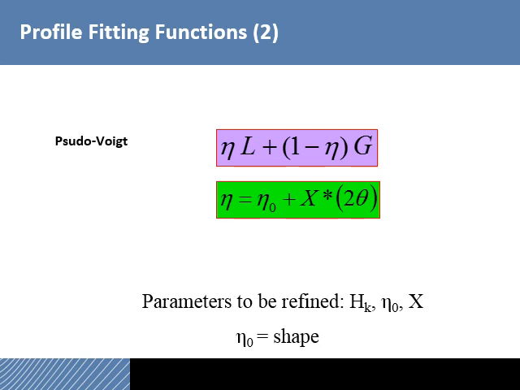And you can kind of see from the formulas on the right side that you have some shape factor, which is a function of an initial shape factor, plus another function as you move through 2 theta. And what that shape factor does is provide a weight to the Lorentzian, and as you can see, the Gaussian portion of it is 1 minus that weight. So you end up with a percentage Lorentzian and a percentage Gaussian based on some initial shape factor.